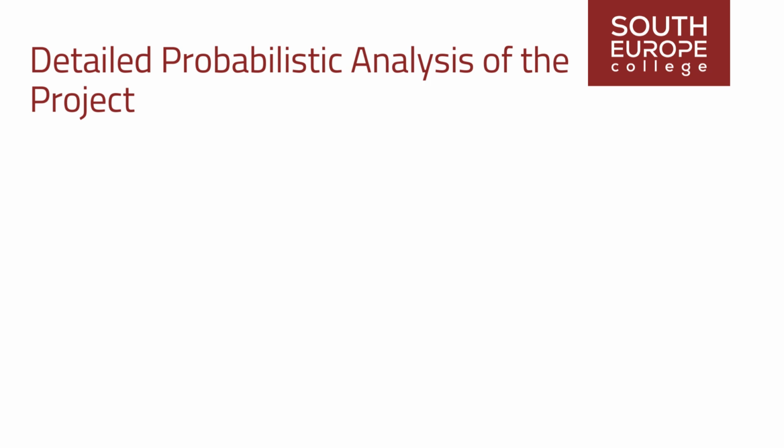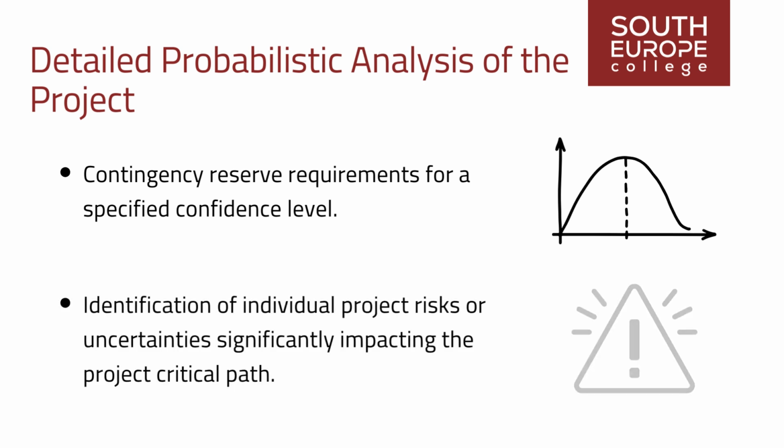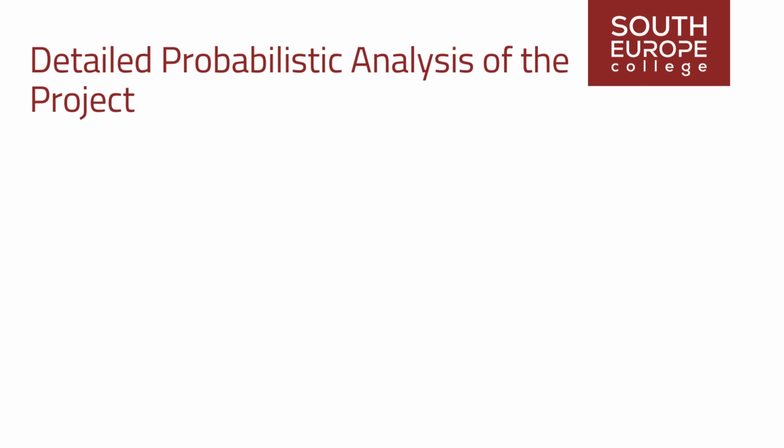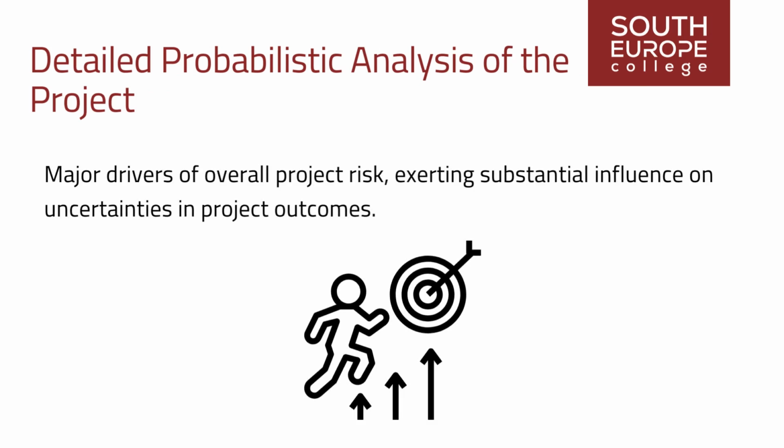Detailed probabilistic analysis of the project may include contingency reserve requirements for a specified confidence level, identification of individual project risks or uncertainties significantly impacting the project critical path, major drivers of overall project risk exerting substantial influence on uncertainties in project outcomes.